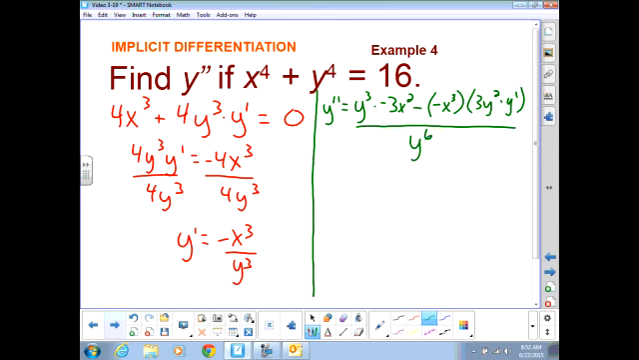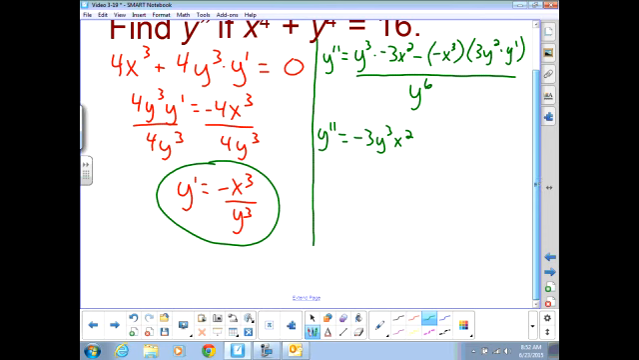Now, we want to have only x's and y's in our second derivative. So what we would have to do is plug in for y prime what we know it's equal to from our first derivative. So we would have y double prime equals, I'm going to neaten this up and write it as negative 3y cubed x squared. I'm going to switch this to a plus because we've got the minus. So plus x cubed times 3y squared, and then we'll put in for the y prime negative x cubed over y to the third. And then that's all over y to the sixth.